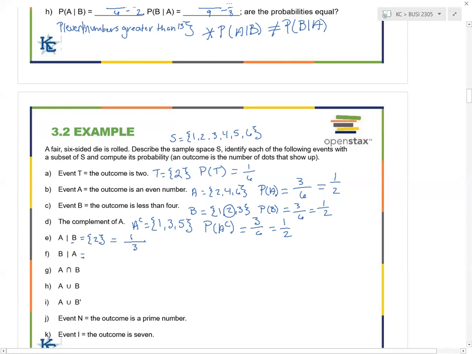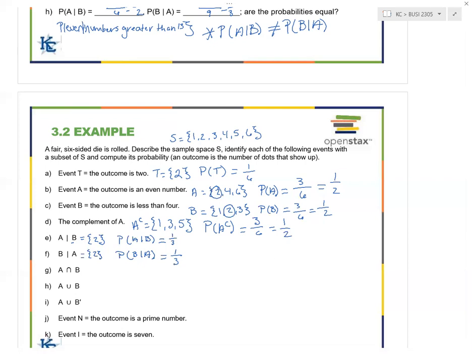So B given A: now we're looking at A and we only want what it shares with B, which is 2. This should be the probability of A given B is 1/3. And here the probability of B given A is we have 1 value over 3 values here. Now, in this case, these two do equal, but that is not always true. And we will talk about in a minute when they are equal and when they aren't equal.